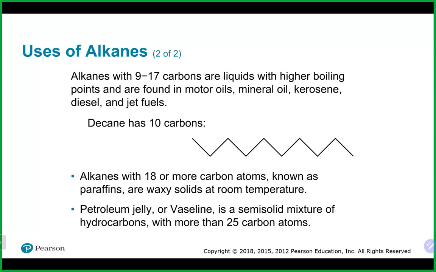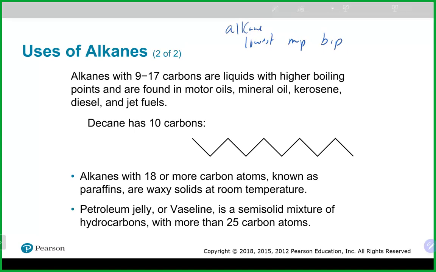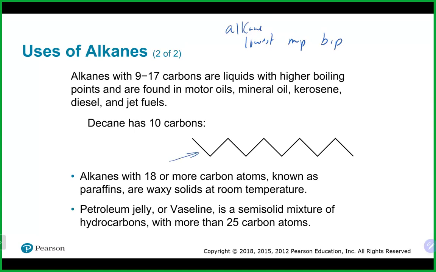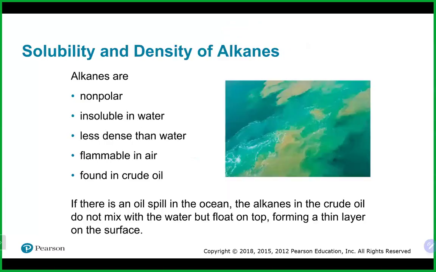Remember though, although these guys pretty much will have your lowest melting points and boiling points, if you are comparing one alkane to another, the strength of dispersion forces does increase with molar mass. So if you have a longer carbon chain like this, it would probably have a higher melting point than something with a smaller carbon chain. They will both be relatively low, but the strength of those dispersion forces increases with size and molar mass.